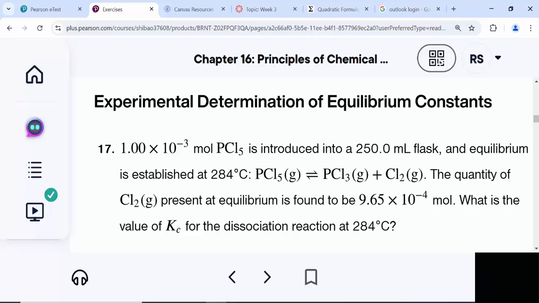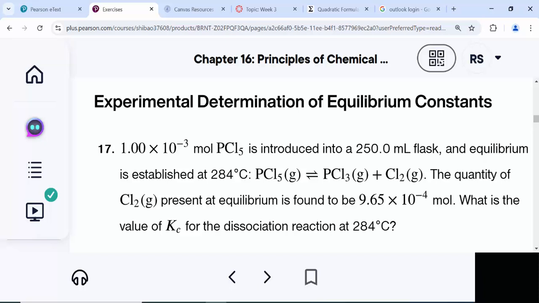Here's determining K from experimental data. They give us enough information. At equilibrium, we have this many moles, so we can figure out the molarity, or we can figure out the pressure at equilibrium. They want the molarity, so we have enough information to get the molarity concentrations of all the species using a little bit of stoichiometry. They don't give it to us directly, so we have to use a little bit.